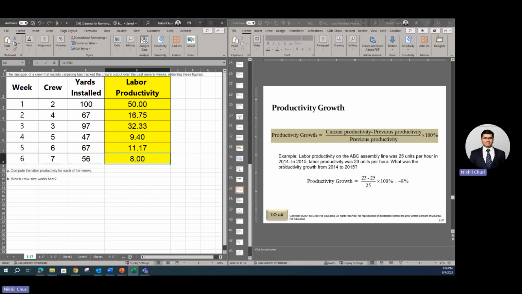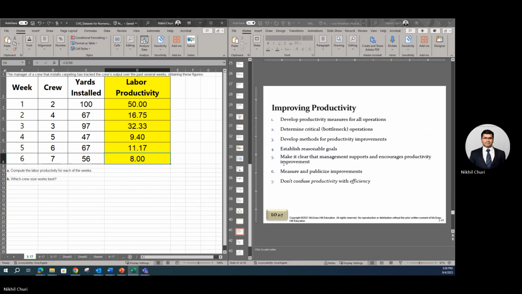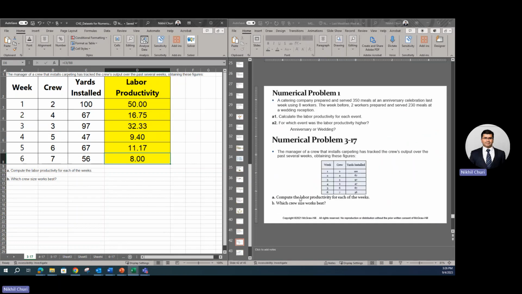So going back to what we are trying to solve. The question here is, compute the labor productivity for each of the weeks. This is your first answer, answer A. This is the labor productivity for each week. And the second question is which crew works the best, meaning which crew gives the maximum labor productivity. Definitely the crew in week number 1 is giving me the maximum. So that's my answer over here.